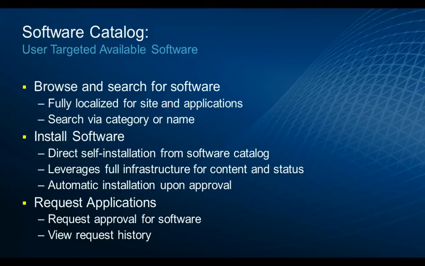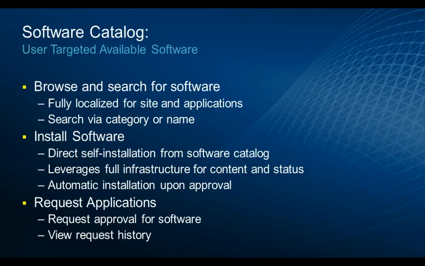Software catalog. The software catalog is a web-based experience that allows the administrative team to provide applications through a web experience to users to install and bring down to their machines themselves on demand. It allows for browsing and searching for software. This can be fully localized for sites and application languages. There can be searching and categories and filters applied against the list to simplify their experience. It's very rich in Silverlight. It's quite a rich experience in that respect.